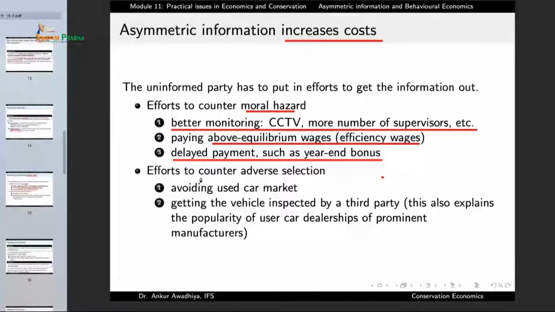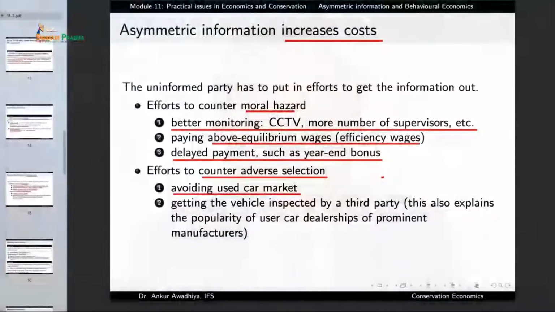Similarly, we have measures to control adverse selection, things such as avoiding the used car market. But if the market is avoided, it means that the market is being shunned. The market is not working. And so the surplus that this market could have provided is lost. So that increases the deadweight cost to society because the market is not working.